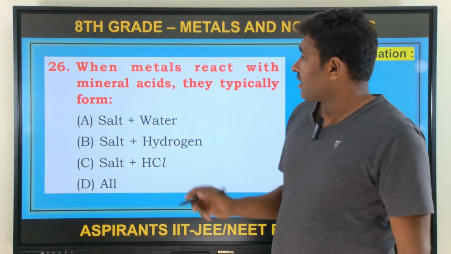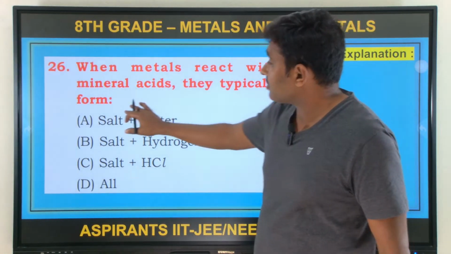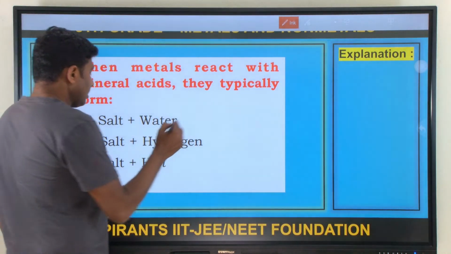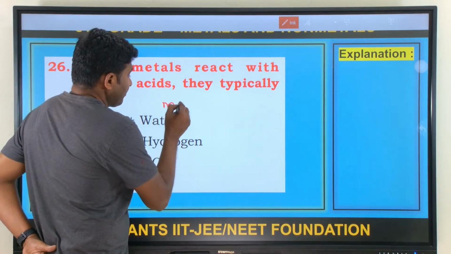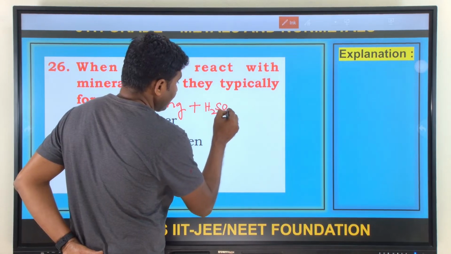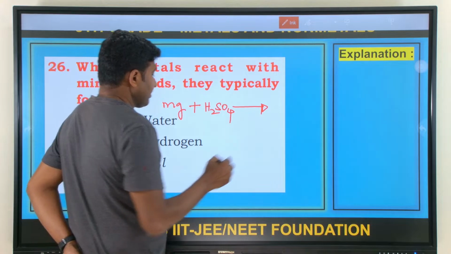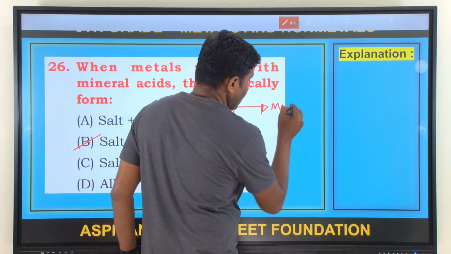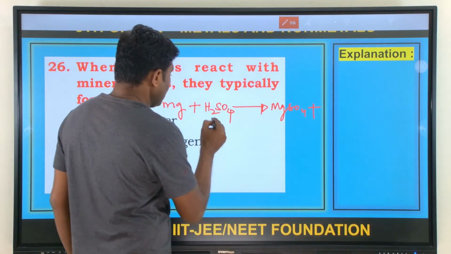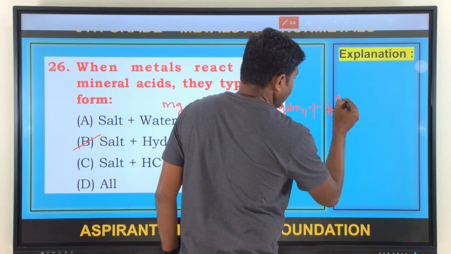Next slide, 26th slide. When metals are treated with mineral acids, for example, if we take magnesium, magnesium is going to be treated with sulfuric acid. Magnesium is the metal. So what is it giving? MgSO4, magnesium sulfate, it is giving. This is the metallic salt, and the remaining part is what? Hydrogen gas. The hydrogen gas escapes out in the form of gas only.